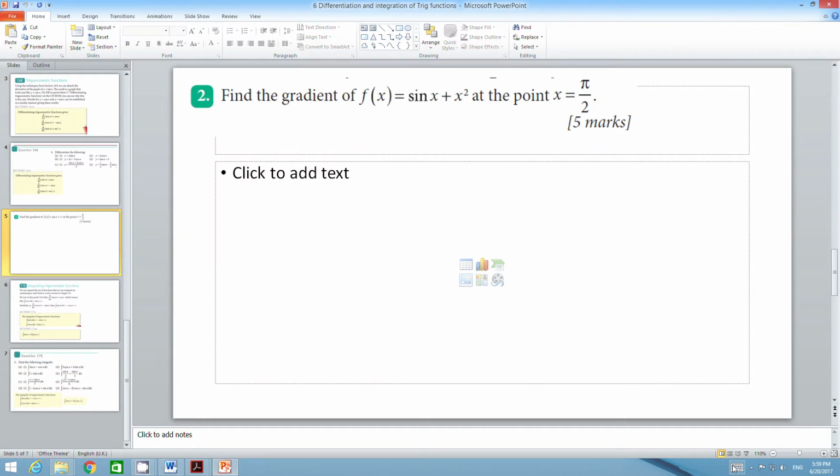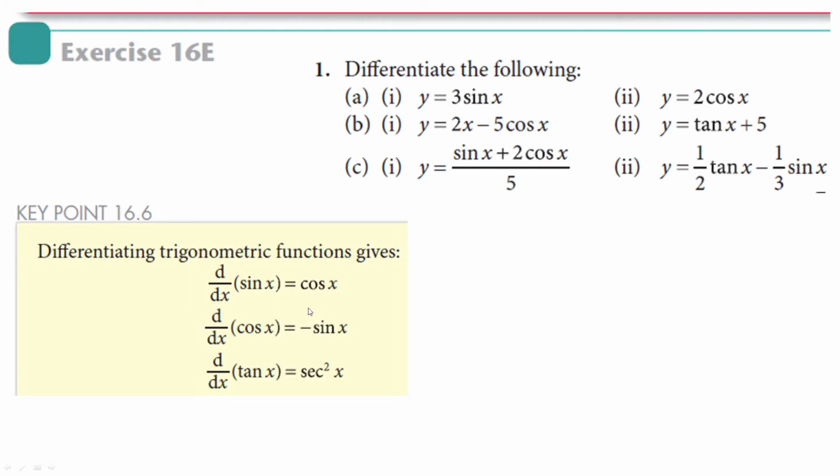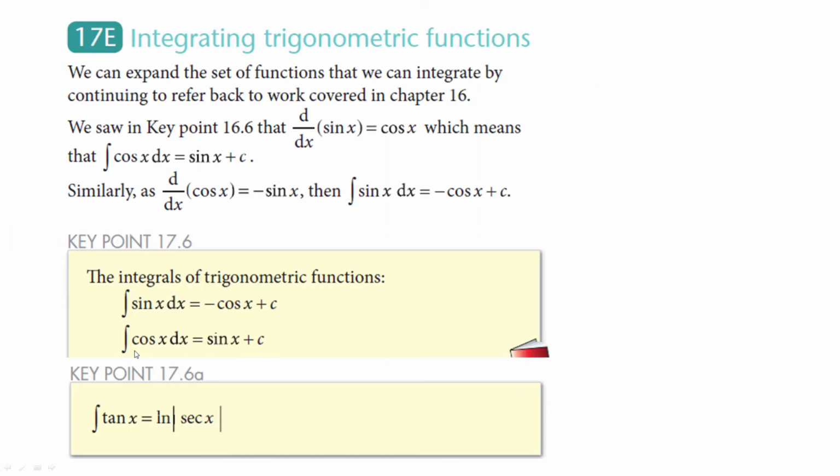Let's take a look at integrating these. So when we want to integrate trigonometric functions, they give us the integrals here. So the integral of sine of x is equal to negative cosine of x. Now please do not get confused. If I go back here, the derivative of sine of x is cosine of x. The derivative of cosine of x is negative sine of x. So it is only natural that it should change. The integral of sine of x becomes negative cosine of x, and the integral of cosine of x is positive sine of x. And this is also in your formula booklet.